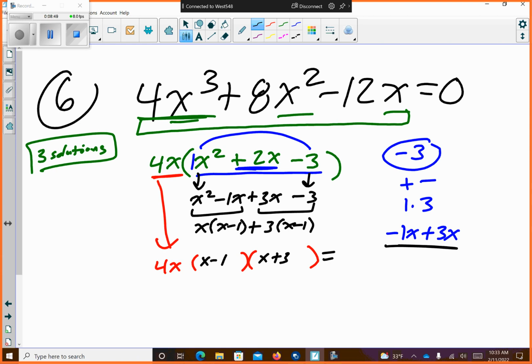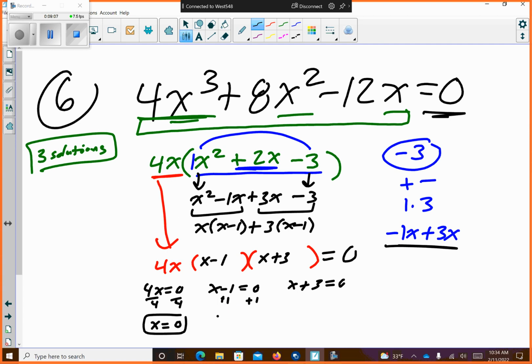Okay, so now these were equal to 0 because we had that in the beginning. So I'm going to go 4x is equal to 0, x minus 1 equals 0, and x plus 3 equals 0. So if I divide both sides by 4, what's 0 divided by 4? 0. There's one answer. Add 1 to both sides. x equals 1. Subtract 3 from both sides. x equals negative 3. There's my 3 answers.